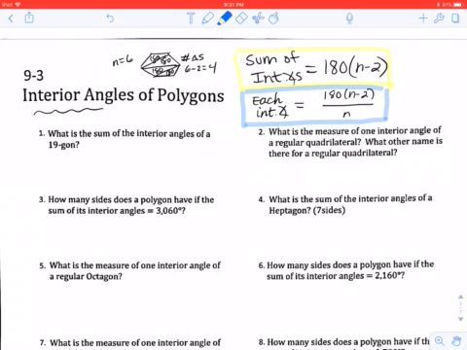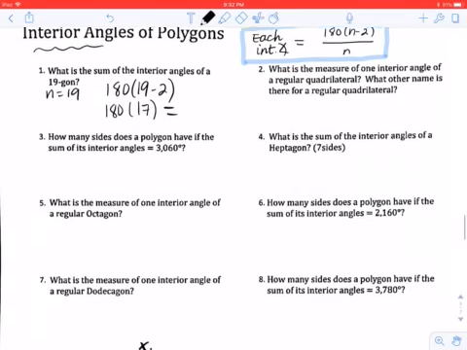Okay? Not too bad. So for example, number 1, the sum of the interior angles of a 19-gon, so n is 19, is going to be 180 times 19 minus 2. So that's 180 times 17. And I don't know what that is, you've got a calculator, right? So figure that out. Easy peasy. So that's how many degrees all of the angles add up to in a 19-sided polygon.